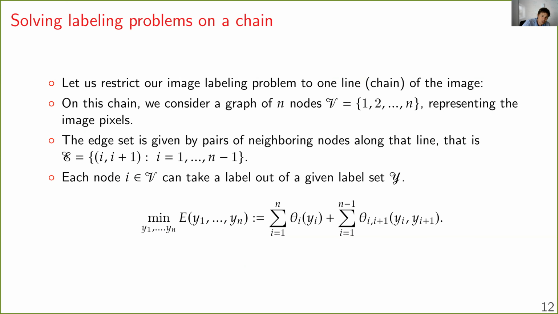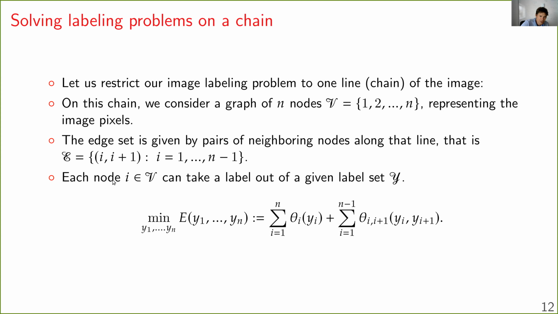So before I come to the algorithms DMM and the one-sided saddle point Frank-Wolfe algorithm, I just want to mention how you can exactly solve this problem when you restrict it to a chain. So let us restrict the image labeling problem just to one line, and we assume that the line has n nodes from 1 to n. The nodes represent image pixels just in one line of the image. Then clearly the edge set is given by pairs of neighboring nodes along that line. So the edge set is given by 1 and 2, 2 and 3, 3 and 4, and so on.